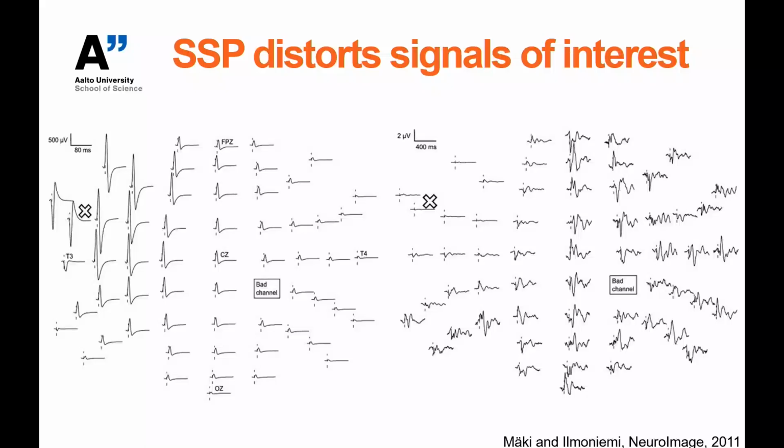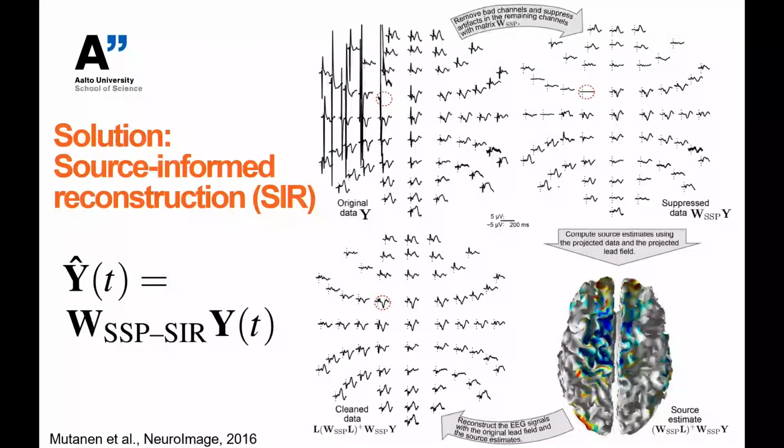But there's a neat trick that you can do also to correct that. The trick is that we project out our artifact topographies, but this is perfectly well defined, so we know exactly which topographies we have removed. And we can take this linear transformation into account in minimum norm estimates or some sort of source estimation and calculate the currents in the cortex that would produce those artifact-free EEG signals.